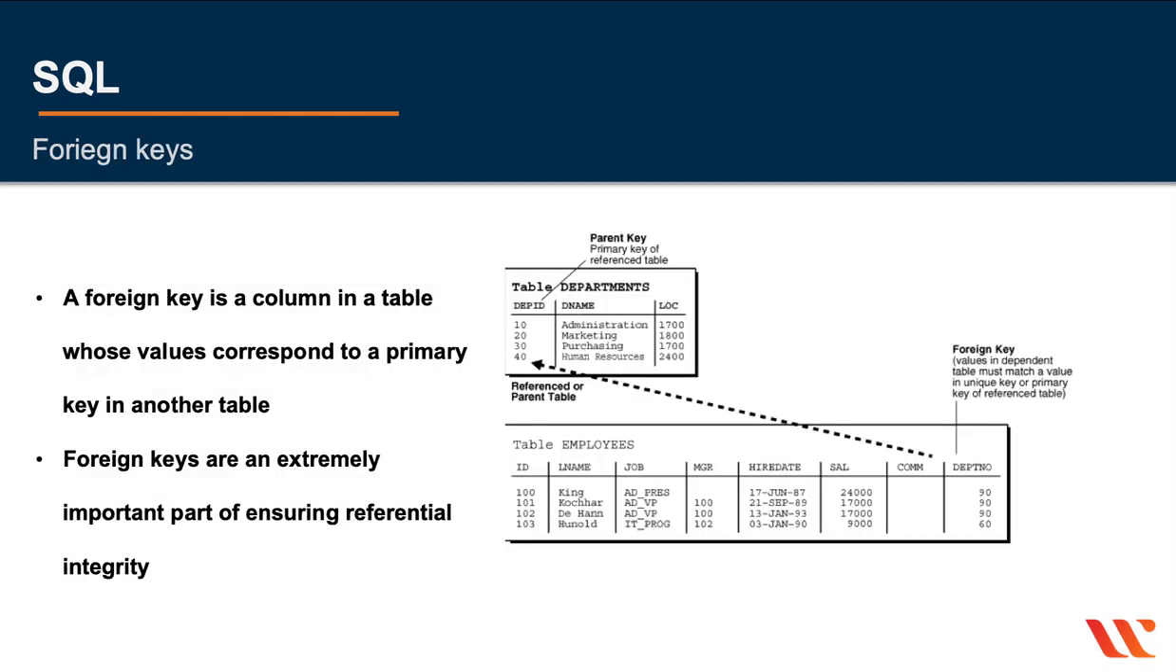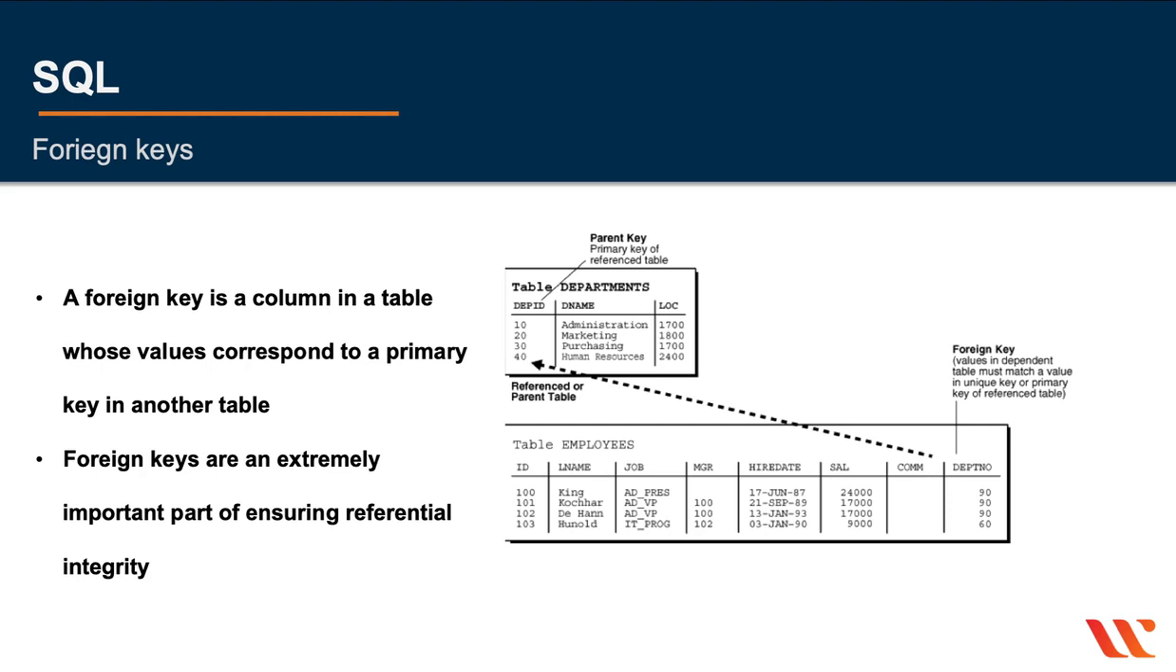And likewise, you have foreign keys. A foreign key is the column in a table whose value corresponds to a primary key in another table. Now, this is how relationships are built in the relational database model. These foreign keys are an extremely important part of ensuring referential integrity.